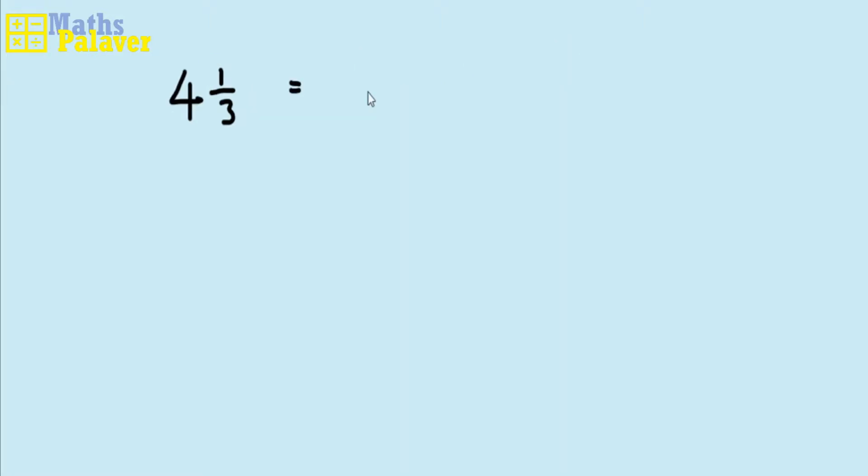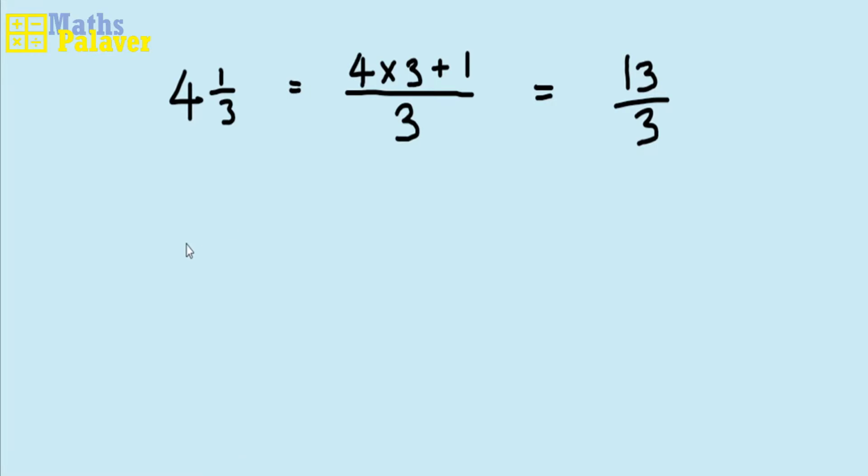11/4. There's a quick fire method to this, and that's just to say the whole number times the bottom number plus the top number, and all this over the bottom number. This, for instance, will give you 13/3.